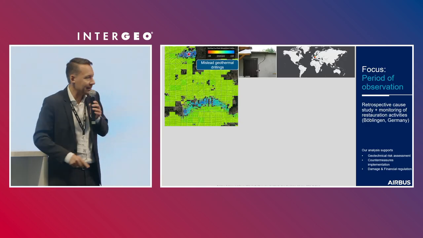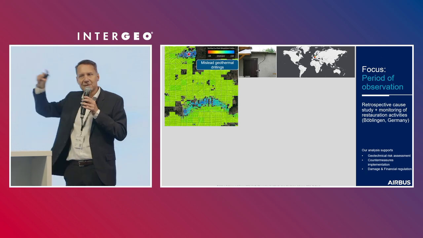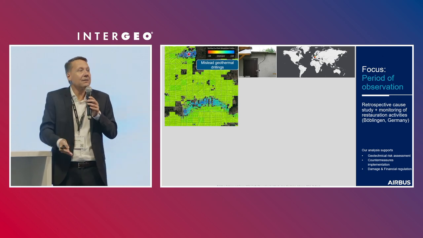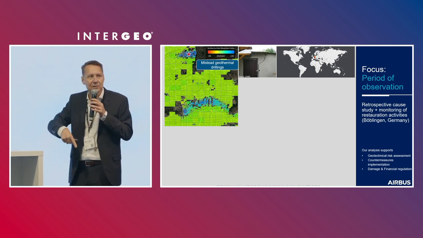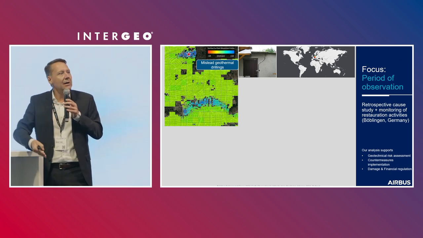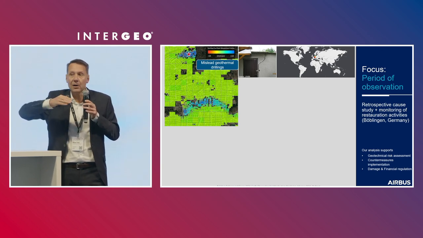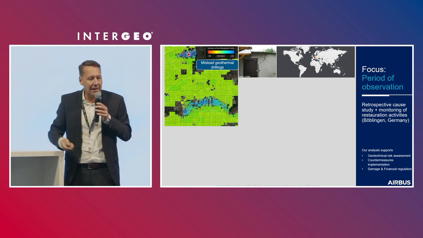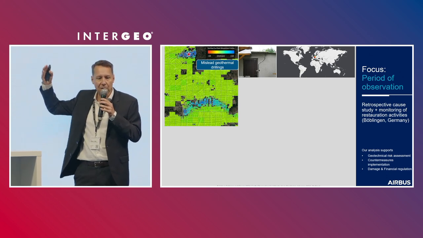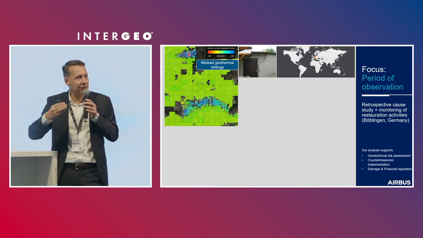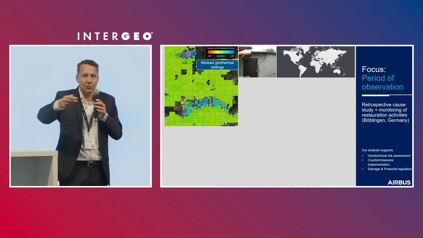This is the city of Böblingen. It's a deformation map, an average map, and we see these blue shapes. This is an uplifting area. Here, misled geothermal drilling led to an uplift of these city areas by 30 to 40 centimeters. We were asked to monitor that, and of course the uplift caused damages on the surface, cracks in houses, and so on.